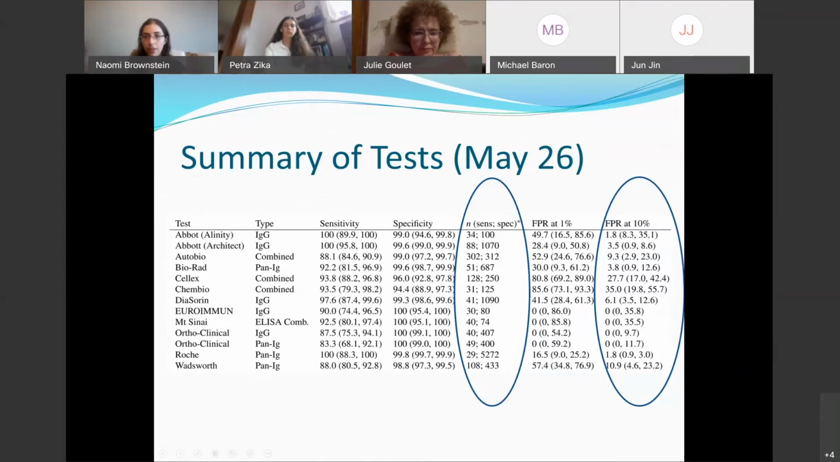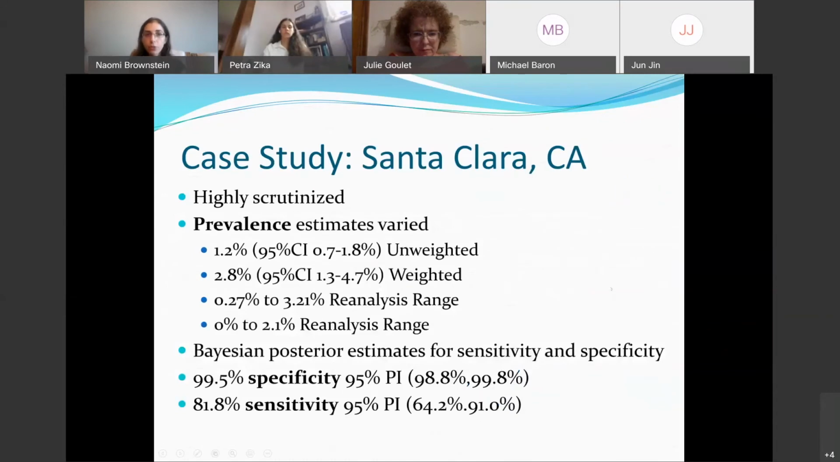And then they range from pretty good. Here, the Roche test is well contained, with very low false positives. And then you have some other ones that have 60% false positives, with point estimates around a third. That's not very good. So we looked at a couple of case studies.